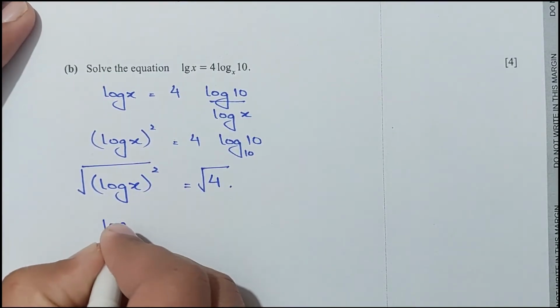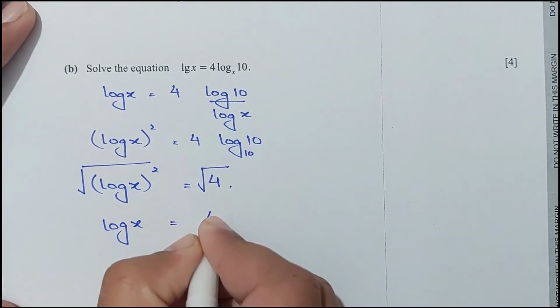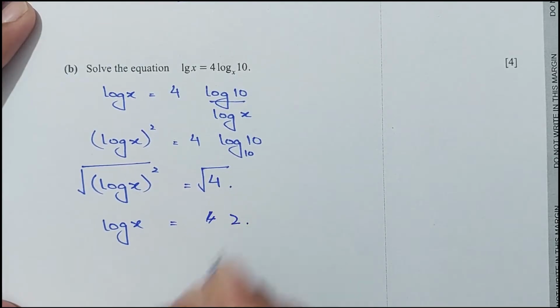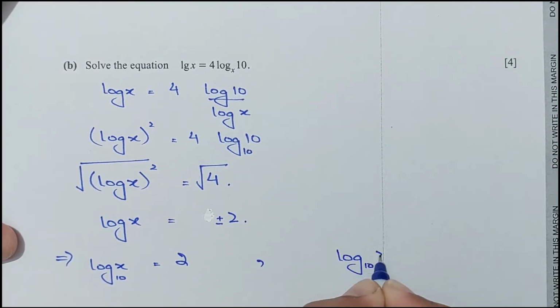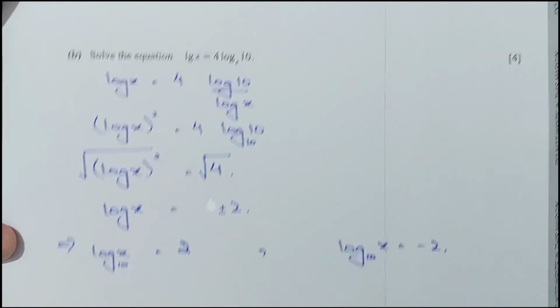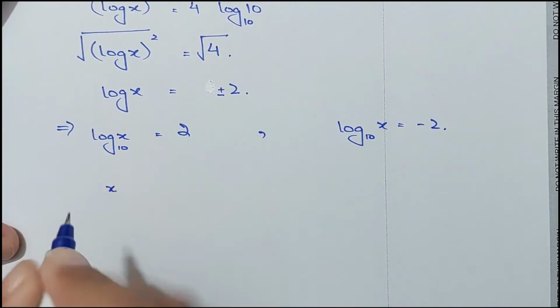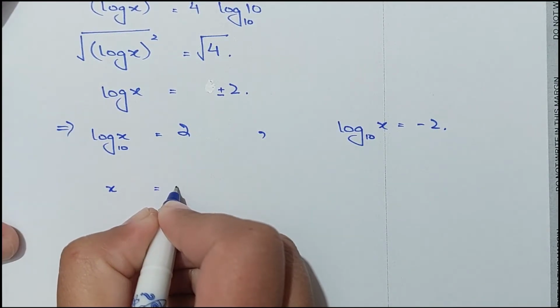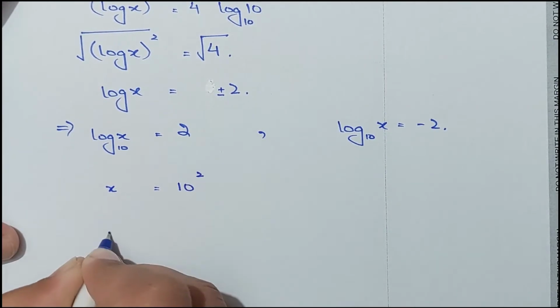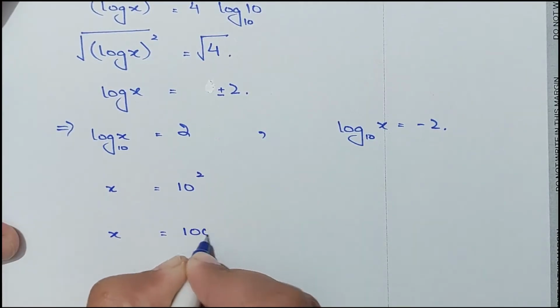So here we have log x equals square root of 4, which is 2, right? This is plus minus 2. So we have two cases here. When log base 10 of x is 2, and when log base 10 of x is minus 2. Let me solve the first case. So changing the log into exponential, x would be equal to 10 to the power 2. So x would be equal to 10 times 10, which is 100.